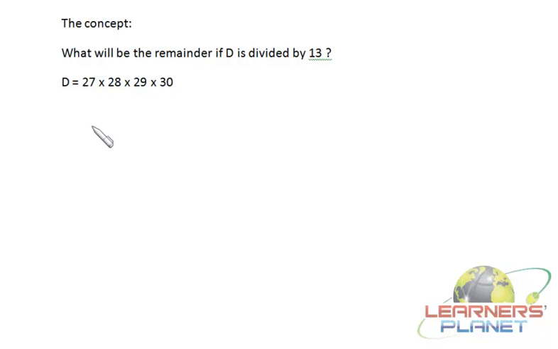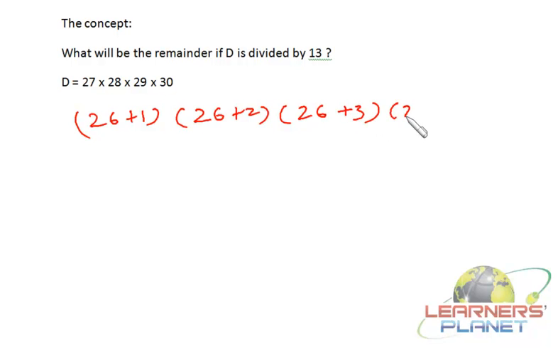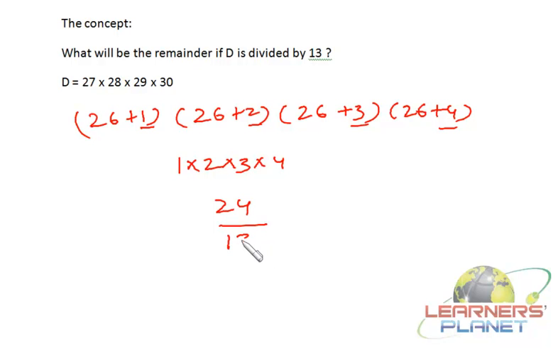Now let's take the first case. Let's divide by 13. So 27 is 26 plus 1, it is 26 plus 2, it is 26 plus 3, and it is 26 plus 4. So as explained, what I'll be getting as remainder is 1 into 2 into 3 into 4. So 1 into 2 into 3 into 4, that is 2 3s are 6, 4s are 24. Since 24 is bigger than 13, it cannot be remainder. So let's divide 24 by 13 and find out the remainder. If 24 is divided by 13, we'll be getting the remainder as 11.